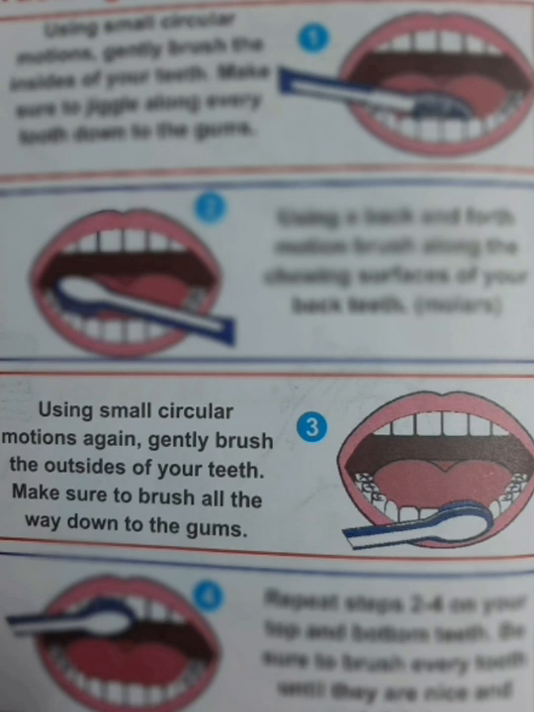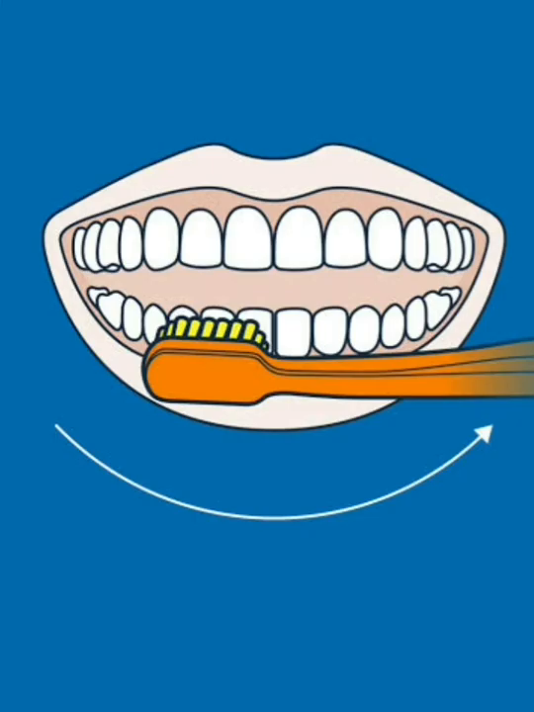Next is using small circular motions. Again, gently brush the outsides of your teeth. Make sure to brush all the way down to the gums. Now you can see in the picture how the brush is moving towards your teeth. So in the same way, using small circular motions again and again, brush your teeth gently from outsides and inside too.